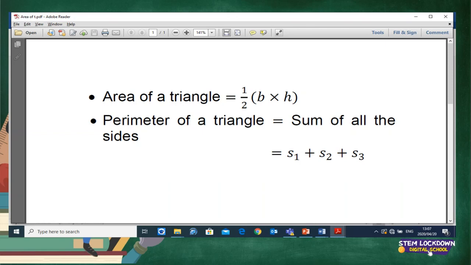In the same vein, we've also looked at the area of the square, which is length multiplied by length. We've also looked at the area of a rectangle, which is length multiplied by breadth. And today, we have looked at the area of a triangle, which is half of the base multiplied by the height. That is what we have looked at this particular afternoon.